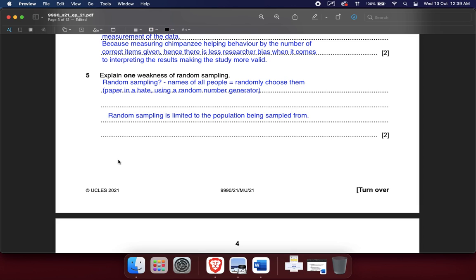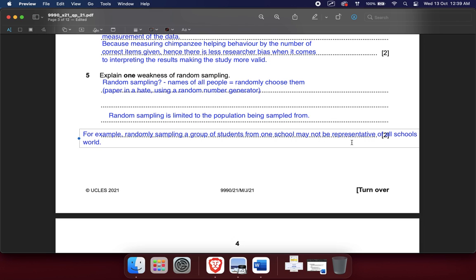So for example, you might say that, I want to sample university students. So you go to the university, you get all the students' names, you use a random number generator to pick out those students, and that's random and it's good, but the problem is it's still limited to that population of students, right? So for example, randomly sampling a group of students from one school may not be representative of all schools in the world. Okay. Yeah.